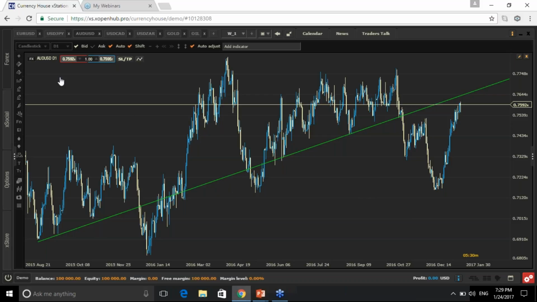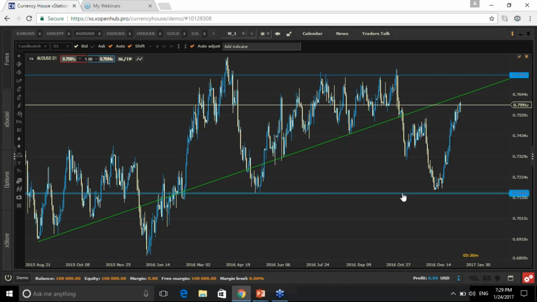But at the same time, we observe a definite range. You can see the upper side of this range, you can see the lower side of this range. It's definitely very easy to observe and to see such things. So it seems like we are in the range most probably.